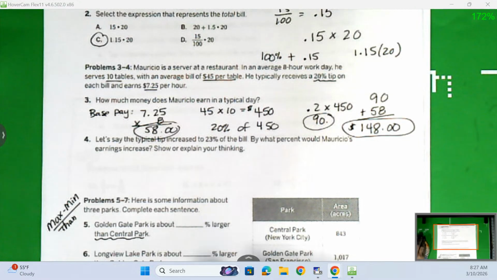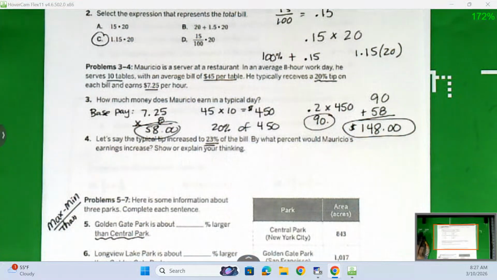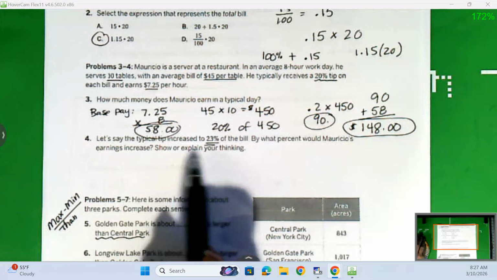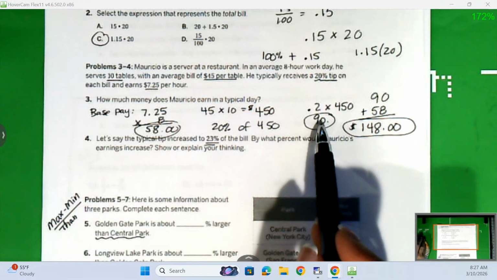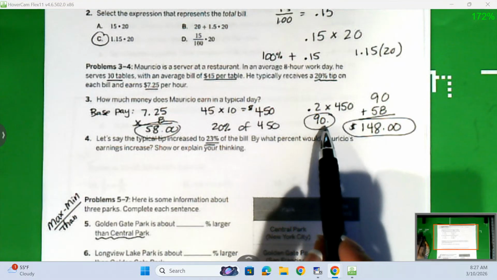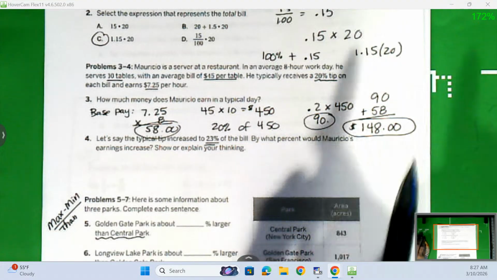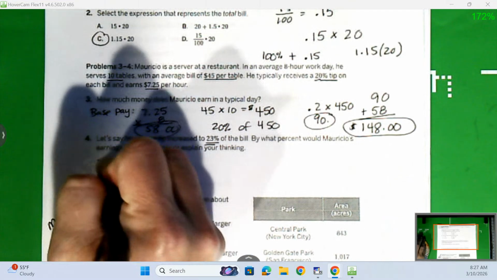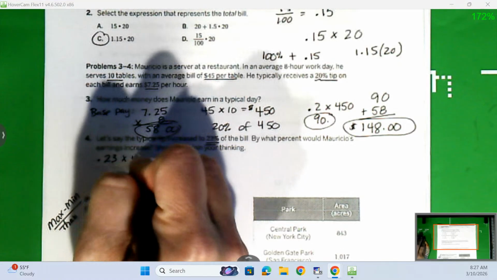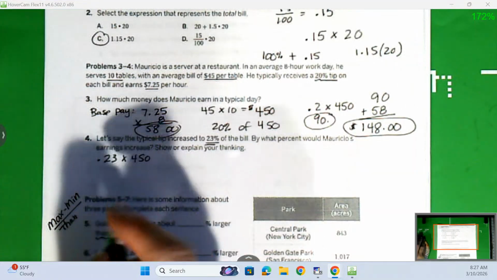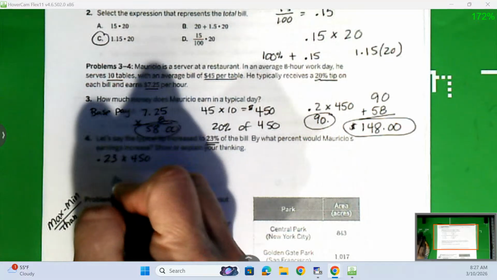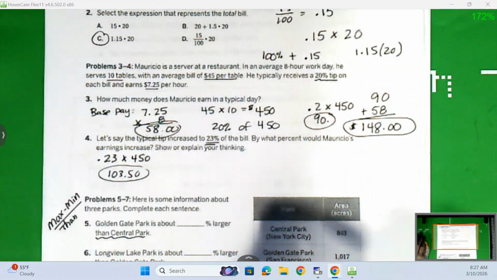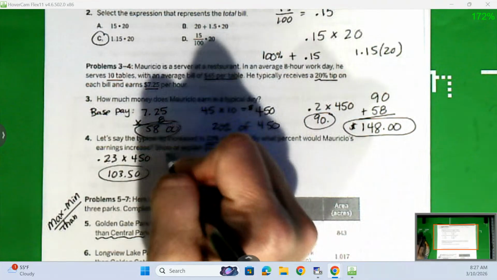Let's say the typical tip increased to 23% of the bill. By what percent would Mauricio's earnings increase? Show or explain your thinking. So we did the 20% of it, which would be $90. So we're looking at the difference between that. So if I did 0.23 of 450 instead of the 20% of 450, and I work that out, I would get 103.5, so $103.50. So I have to take their difference or percent increase.